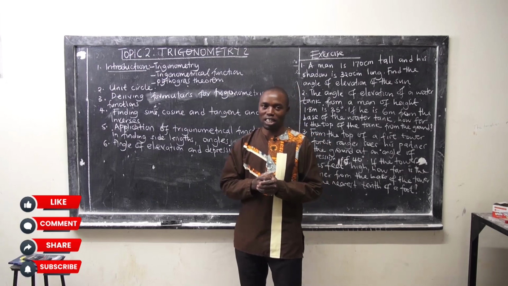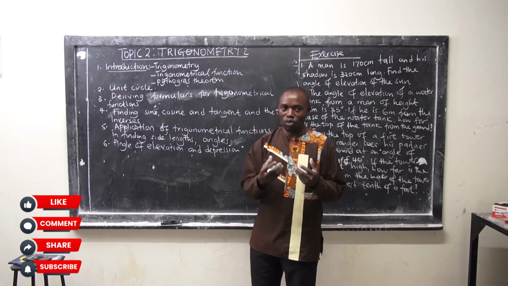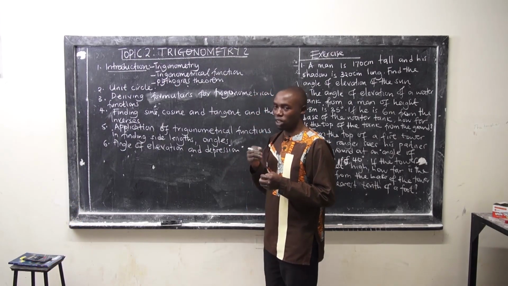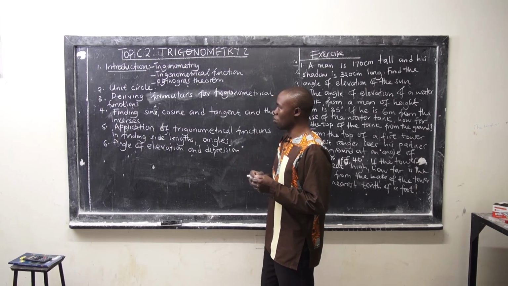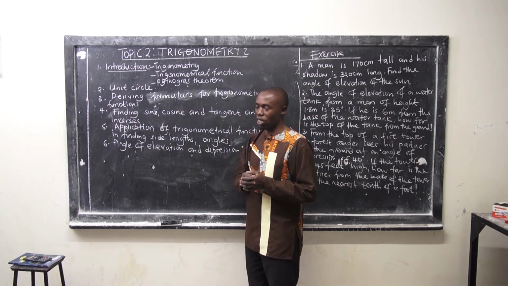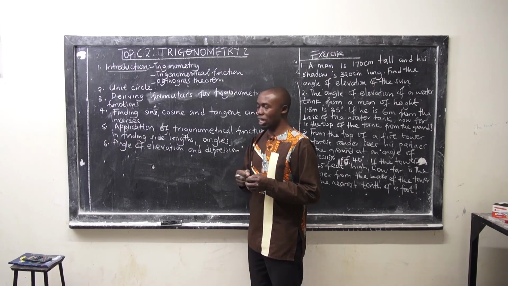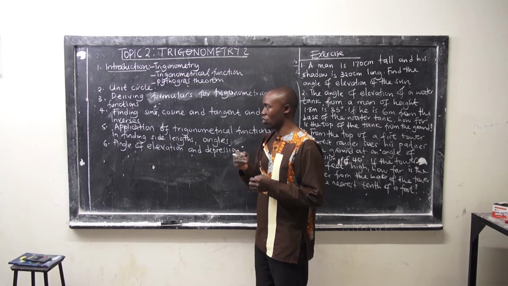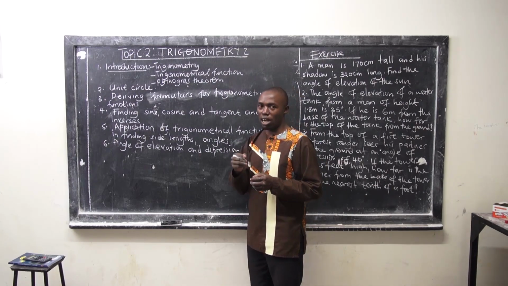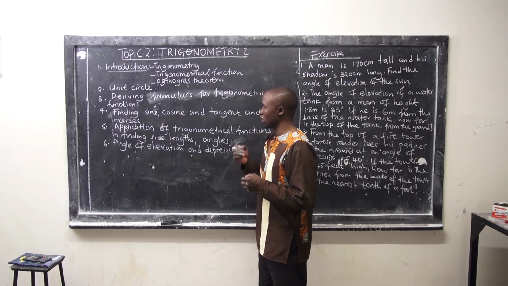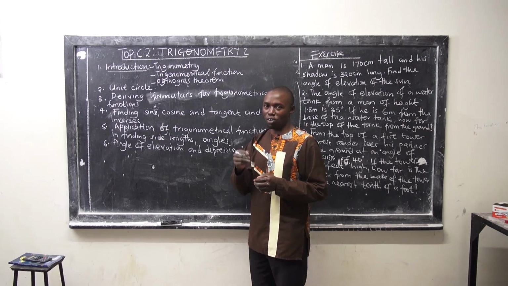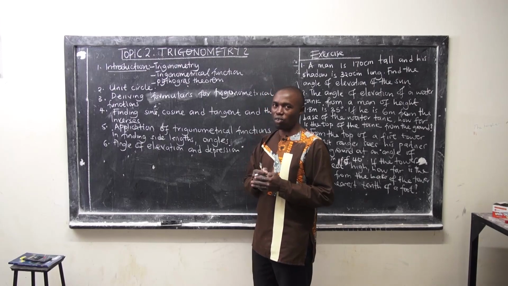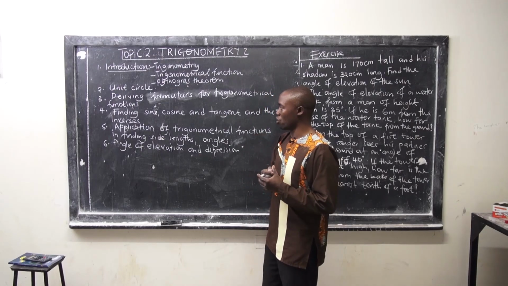Let's now move into this second topic and see what is trigonometry 1. Now, I've broken it down into several subtopics. The first subtopic is the introduction of trigonometry. Then we shall also look at the unit circle, because we can't talk about trigonometrical functions without the unit circle. Then we shall look at how we can deduce or derive some formulas for trigonometrical functions just from the unit circle and the equilateral triangle and also the right angled triangle.